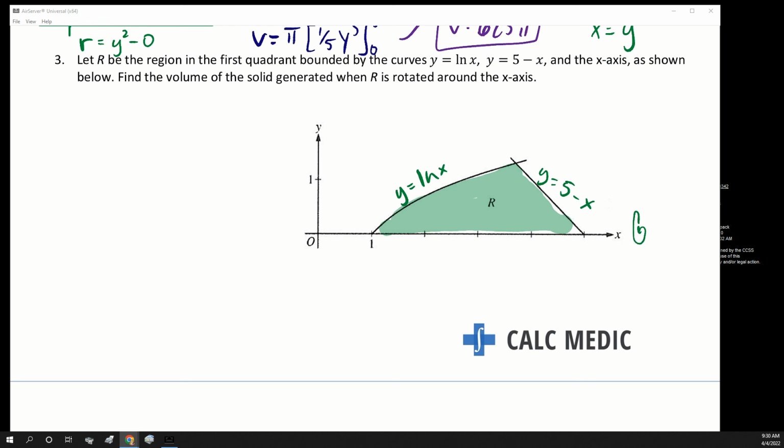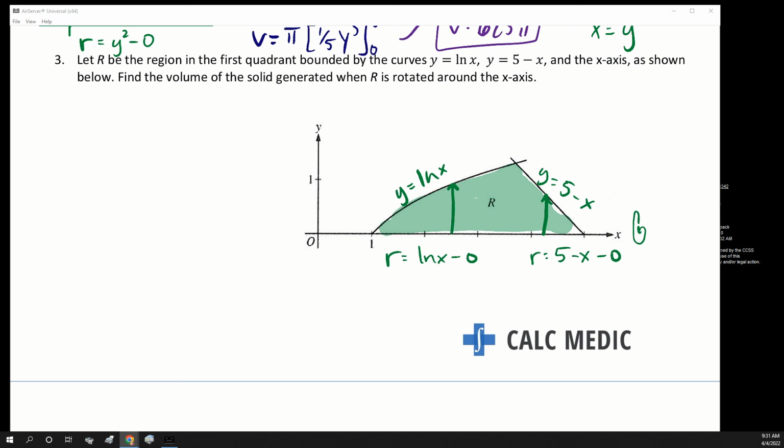So that's our region. Now finding the radius this time is a little different. Because if we draw our radius from the axis of revolution to the curve, there it is going to be the natural log of x minus 0. But if I do it here, it's going to be 5 minus x minus 0. So we're going to have 2 different integrals.